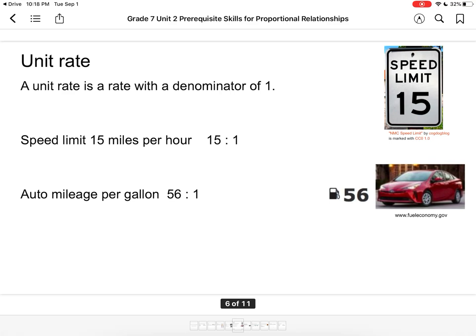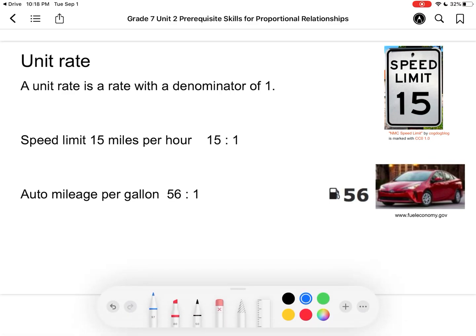So here's a speed limit, 15 miles an hour. And here the denominator would be 1. And the mileage, miles per gallon, 56 miles per gallon. The bar here represents the word per.